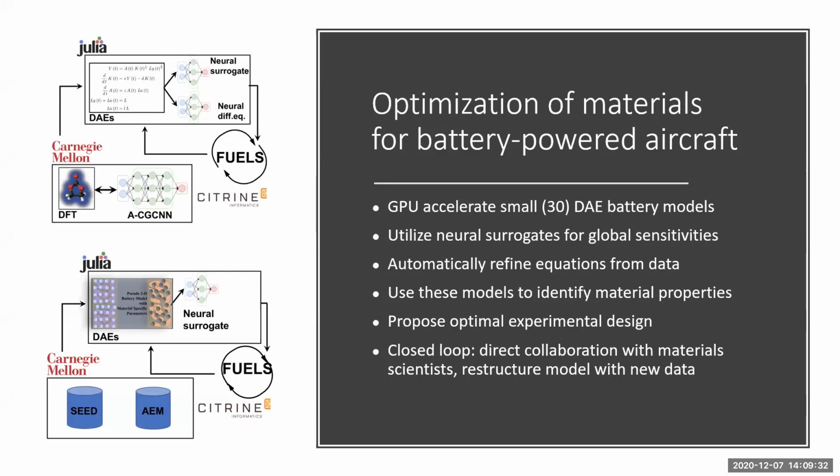And we're making use of this in a particular way to optimize materials for battery powered aircraft. We're using these techniques in a closed loop to try to discover what better models are for these materials, and then going back and, once we understand the better mechanisms for how these materials cause better or less battery degradation, we can actually try to find the materials which degrade less.